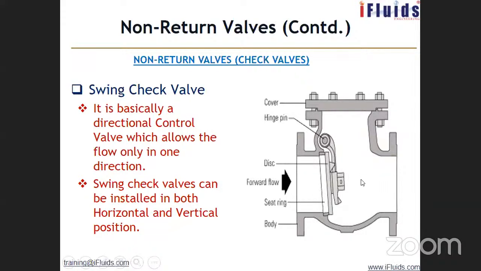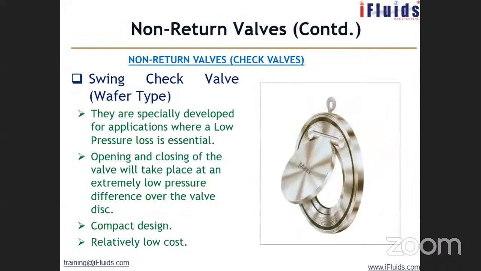So any reverse flow happening will close the disc of the valve, and then allow the flow only in one direction. Swing check valves can be installed in both horizontal or vertical direction. This is very important because some valves may not operate when in the vertical direction because gravity effect will be there. A swing check valve is like the wafer type, it is called.